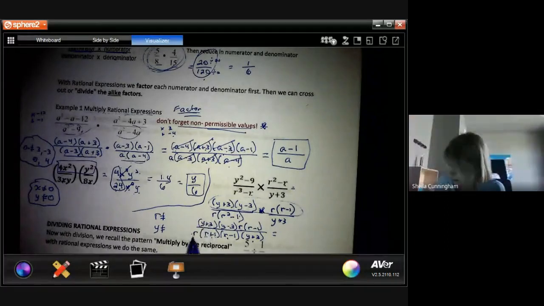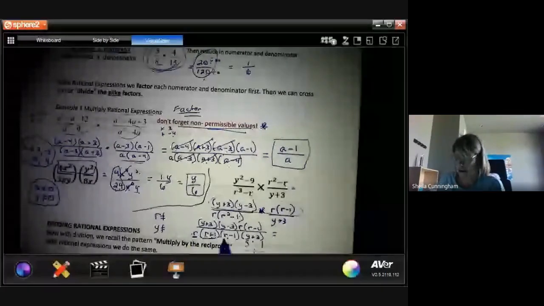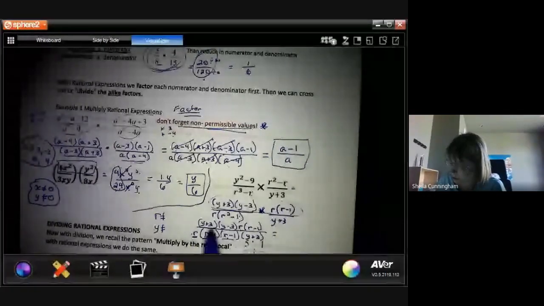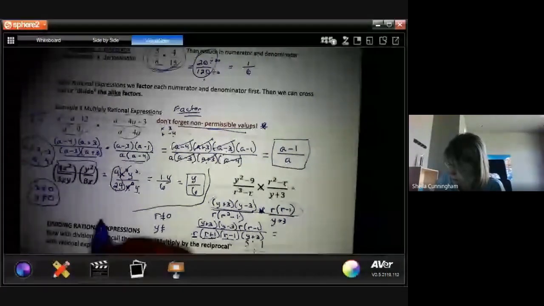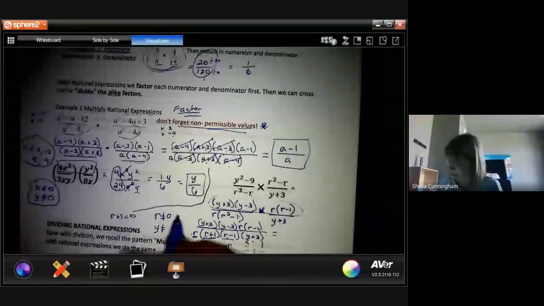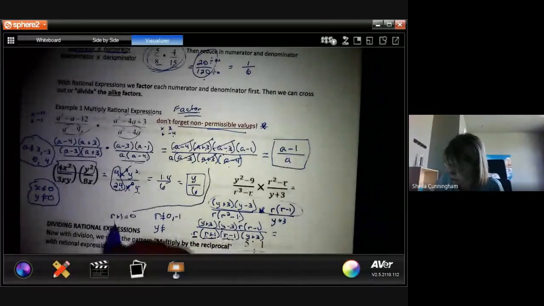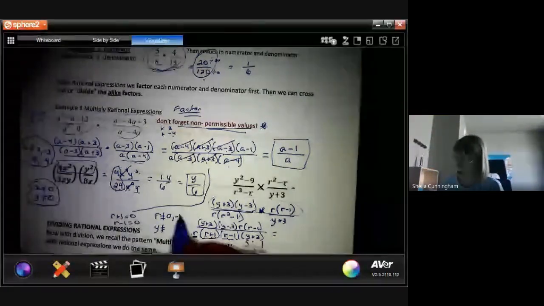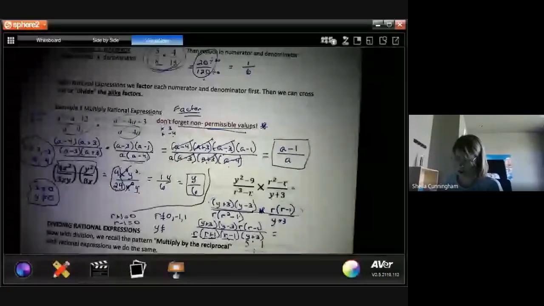So you're taking this r and these factors, and you're setting them all equal to 0 to find out what r can't be, right? If I set this r equal to 0, I'm saying r can't equal 0. If I take the r plus 1 and set it equal to 0 and solve for r, r can't be -1. And if I did r minus 1 equal to 0 and solve for r, r can't equal 1. So r can't be 0, -1, or +1.